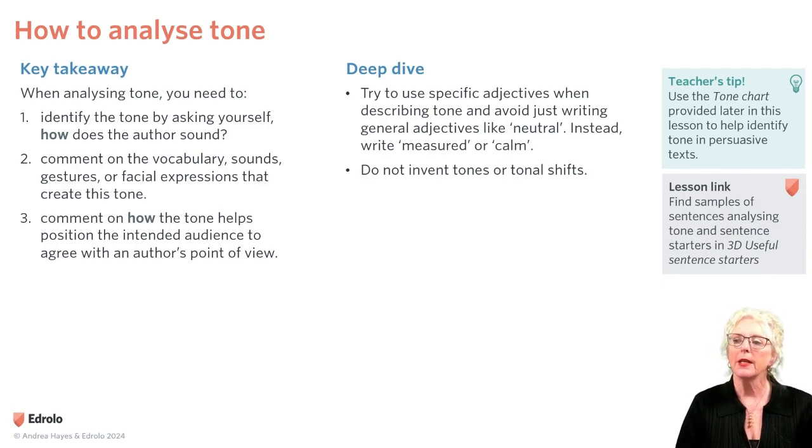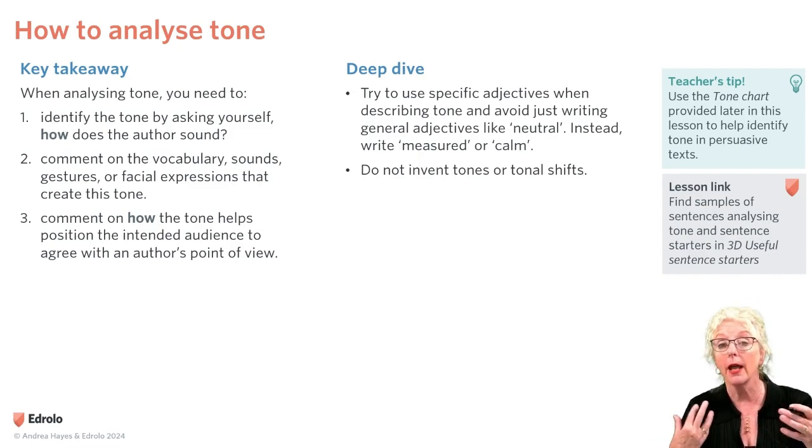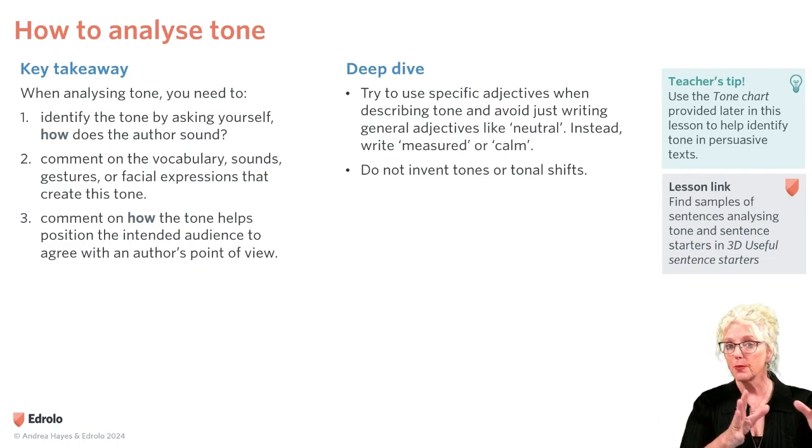Key takeaways here are: 1, identify tone by asking yourself, how does the author sound? Even if it's in a written text, does the author sound angry? Does the author sound frustrated? Number 2, comment on the vocab, the sounds or the gestures or the facial expressions that create this tone, depending on what sort of text you've got and what you've got to work with. Then 3, comment on how the tone helps position the intended audience to agree with the author's point of view.